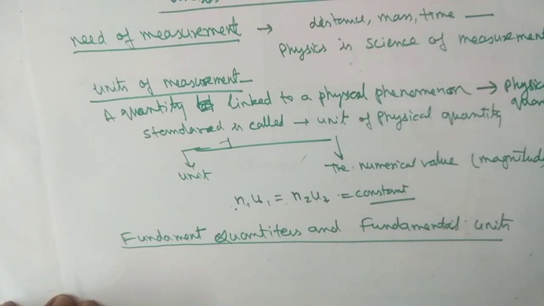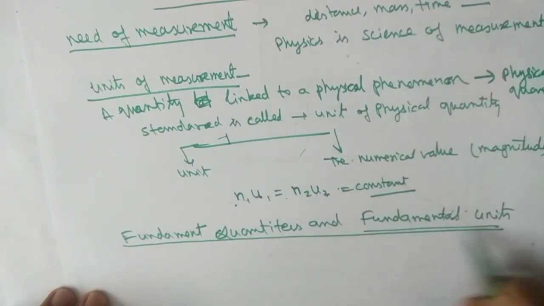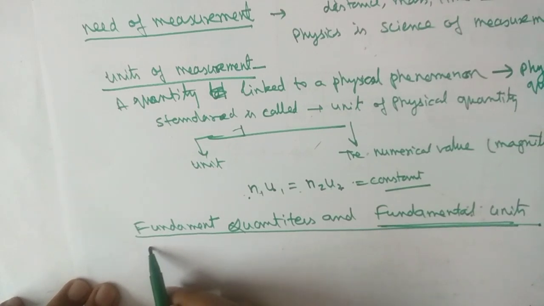You can't express the current in terms of any other, in terms of mass or in terms of time. So some physical quantities are unique and you can't express one physical quantity in terms of another. First of all, I'm taking the definition of fundamental units.